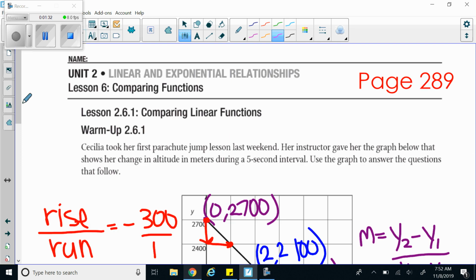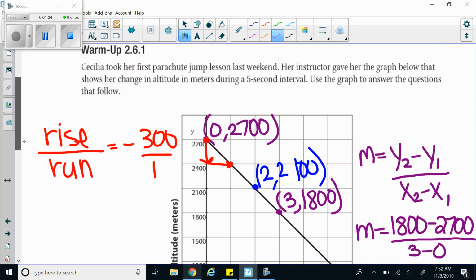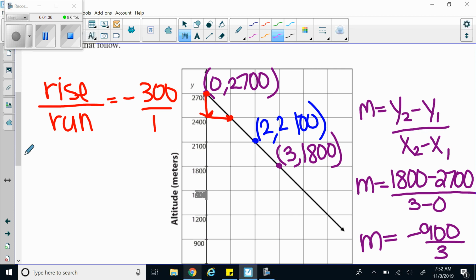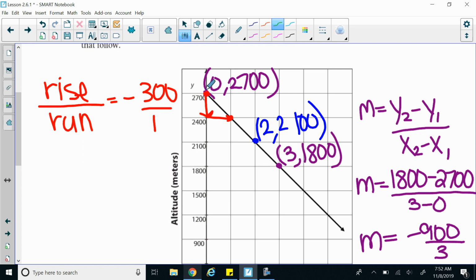All right, so here are your answers for the warm-up. As we look, for every 1 second, descending from an airplane, you can see Cecilia starts at 2,700 feet. That's where she's starting, and that's her y-intercept. It's her starting point. So she's jumping out of the plane and she's descending at a constant rate, which we'll identify by finding our rate of change, also known as our slope.